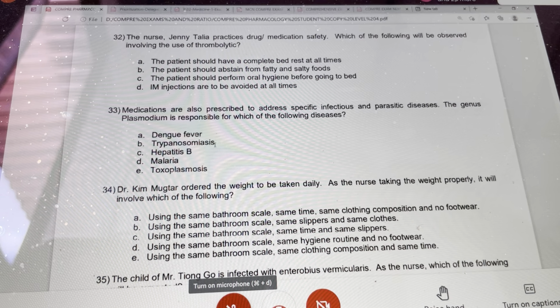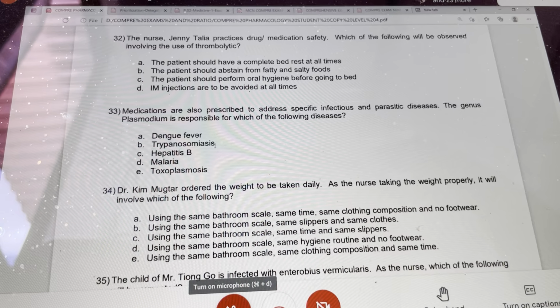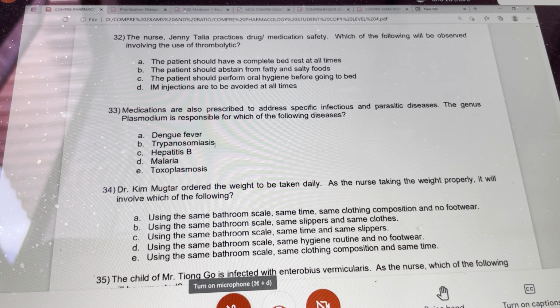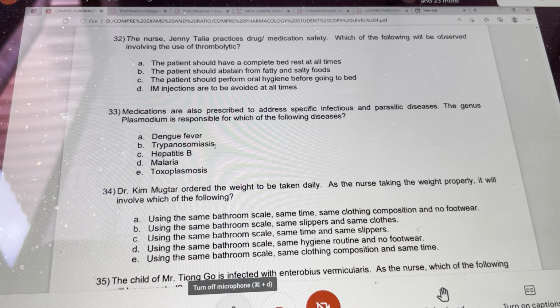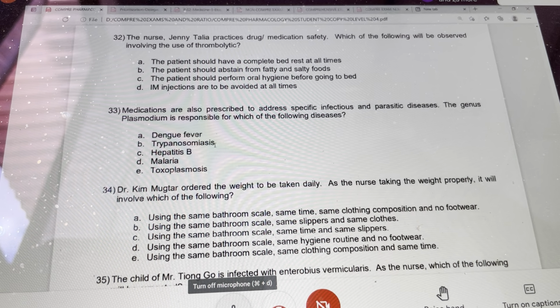May hepatitis A tayo na tanong, hindi ko alam kung sa pharma or sa ibang exams natin. Ang hepatitis A is fecal-oral route. Ang hepatitis B, blood-borne. In what manner could you possibly be infected with this particular ailment? So direct contact, of course, direct contact, sexually ang pinag-uusapan natin dito.